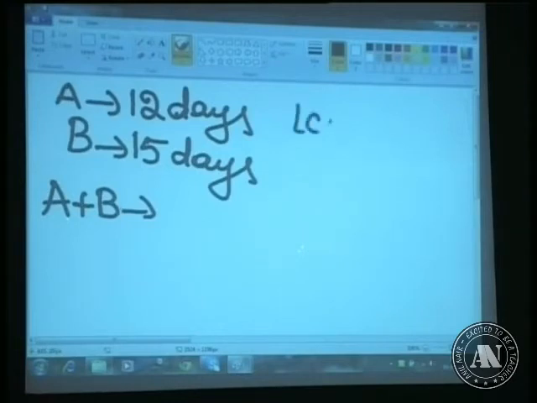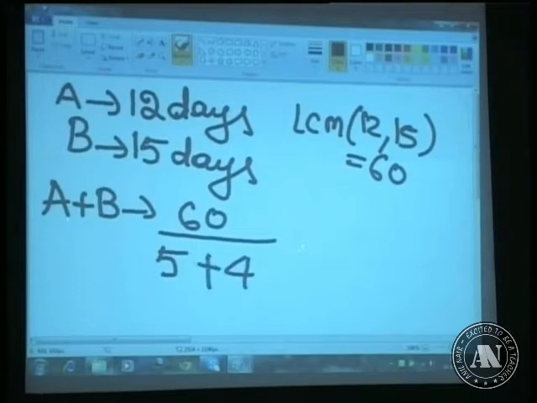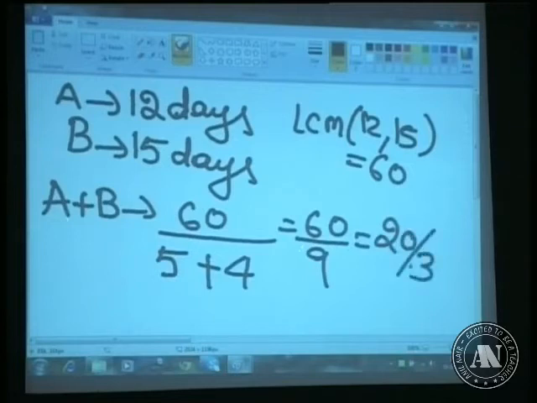Work is constant. If something is constant, what is the ideology? LCM. LCM of 12 and 15 is 60. Out of 60 units of work, A in one day will do 5 units, because 12 days, 60 units, one day 5. We will do B. They both are working together. Right?